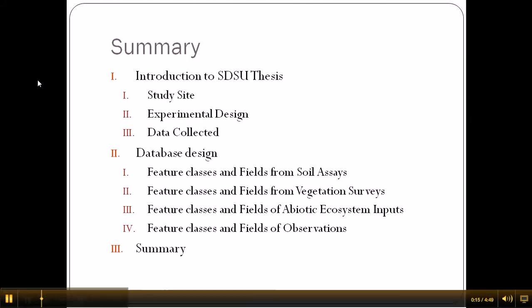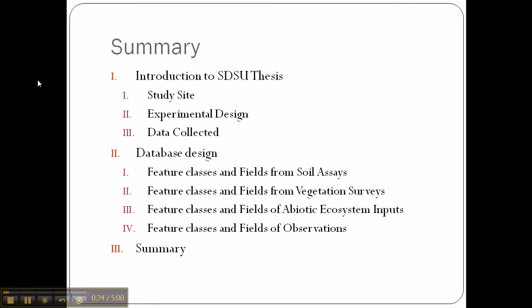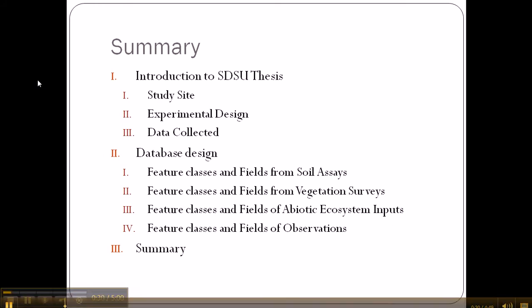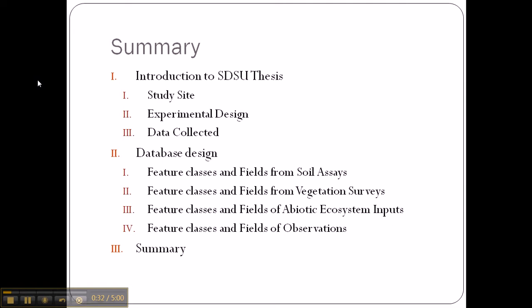So the way I'm going to do my presentation today is first I'm going to talk a little bit about my thesis at San Diego State, discussing the study side and the design, which is a little complicated, and the data that came out of that experimental design. And then afterwards, I'm going to talk about my database design and talk about the features individually.